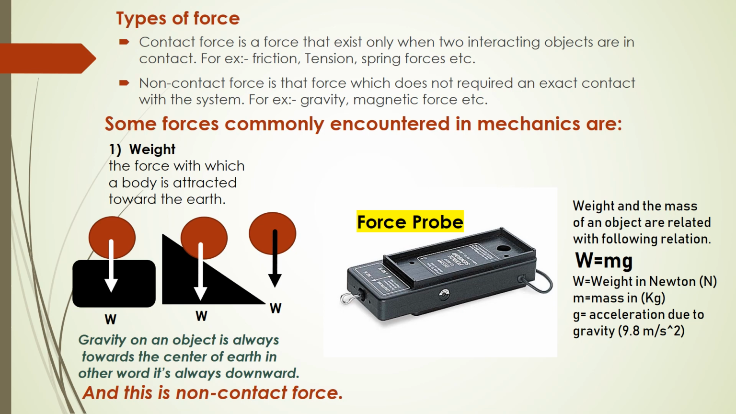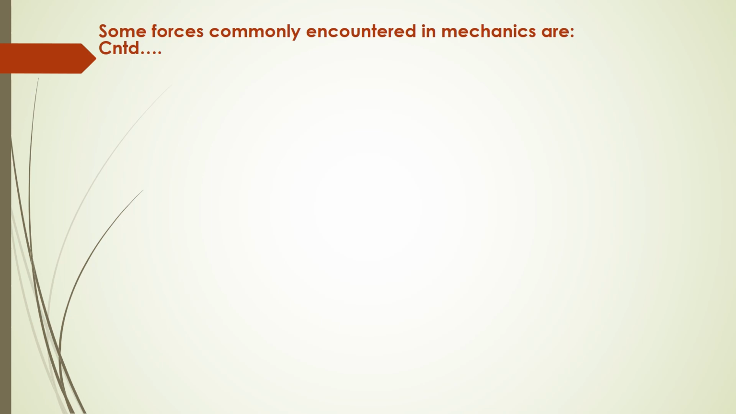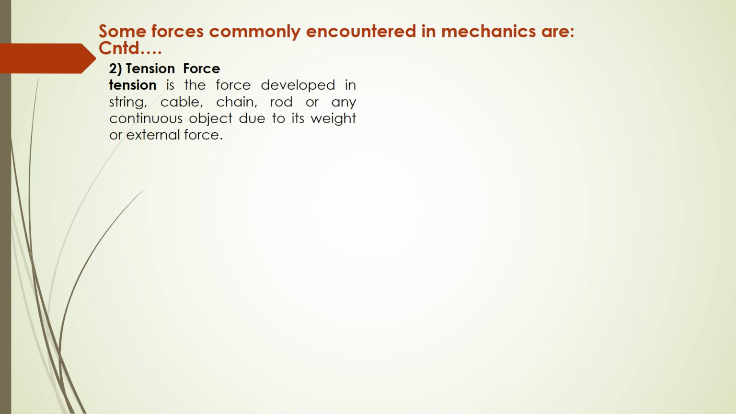Okay, weight and the mass of an object are related with the following relation: weight equals mg. So weight in newtons equals the mass in kilograms times the acceleration due to gravity, which is 9.8 meters per second squared. All right, so here is another type of force, the tension force. And that is the force developed in a string, cable, chain, rod, or any continuous object due to its weight or external force.